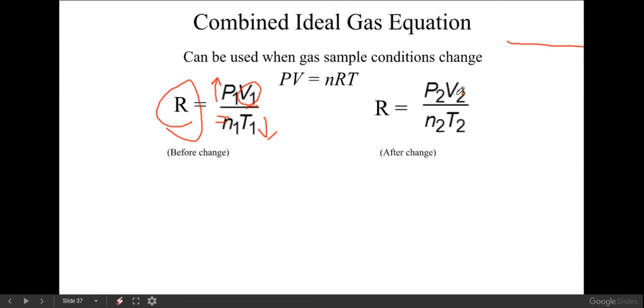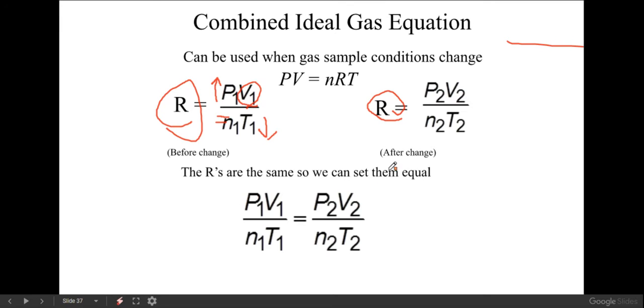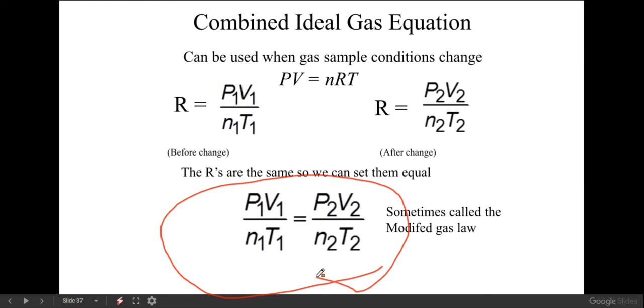Well, knowing that this constant stays the same, we can then set up this equation to see that, as these two change, how is it going to affect the volume? And so we get the combined gas law right here. P1V1 over N1T1 equals P2V2 over N2T2.